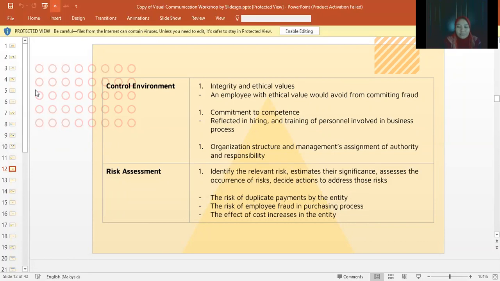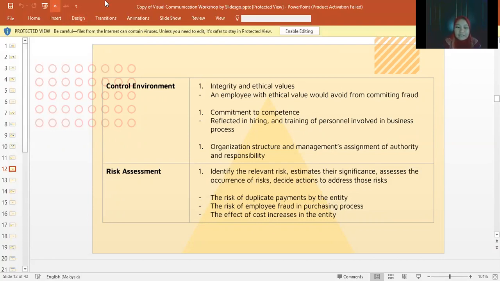This is important for an employee with ethical value because this would avoid committing fraud. And second is commitment to competence, reflected in hiring and training of personnel involved in the purchasing process. And the third one is organization structure and management assignment of authority and responsibility.